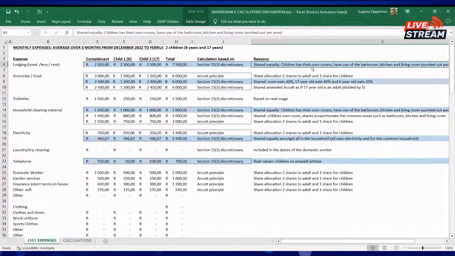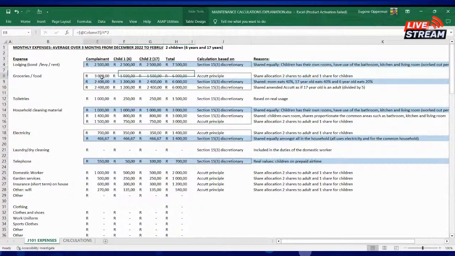Same goes for groceries. I've used the exact same principle, the exact same reasoning. If we use the Akut principle, for example, we've got a total amount of 6,000 Rand for groceries. Then if you use the Akut principle, you could see that the mom's contribution would be 3,000 Rand, 1,500 Rand for each child. But if you use a discretionary one, start off with an Akut one, and then afterwards adapt it to see, does it work for you? Does it not work for you? If we use, for example, mom says, you know what, mom, it's 40%.